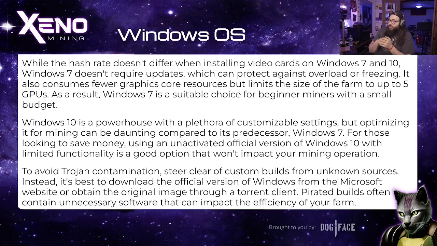So for those looking to save money, using an unactivated official version of Windows 10 with limited functionality is a good option. And here's another thing. To avoid Trojan contamination, steer clear of custom builds from unknown sources. Instead, it's best to download the official version of Windows from the Microsoft website or obtain the original image through a torrent client. Pirated builds often contain unnecessary software that can impact the efficiency of your farm.